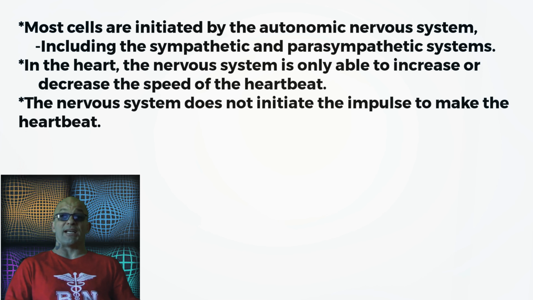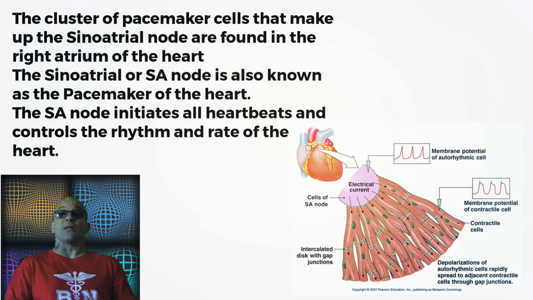Most cells are initiated by the nervous system, the autonomic nervous system to be specific, including the sympathetic and parasympathetic systems. But when it comes to the heart, the nervous system is only able to increase or decrease the speed of the heartbeat. The nervous system does not initiate the impulse to make the heartbeat. The cluster of pacemaker cells that make up the sinoatrial node are found in the right atrium of the heart, and the sinoatrial or SA node is also known as the pacemaker of the heart.